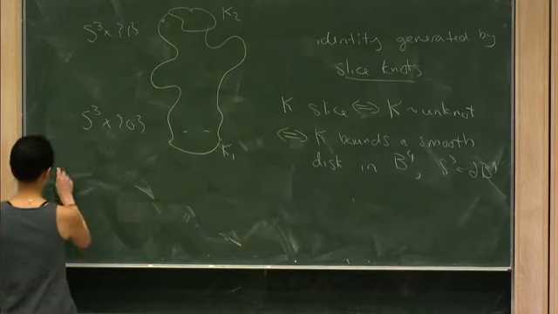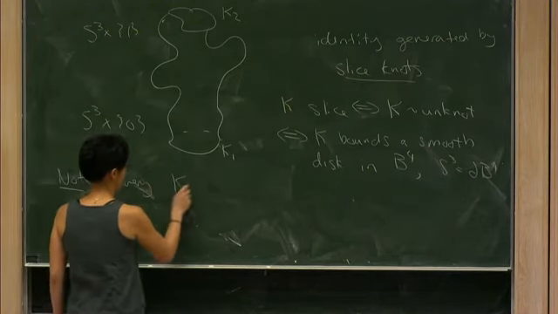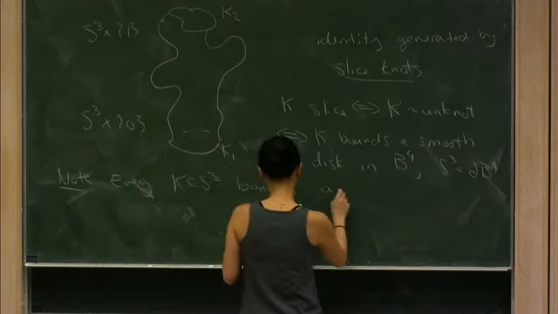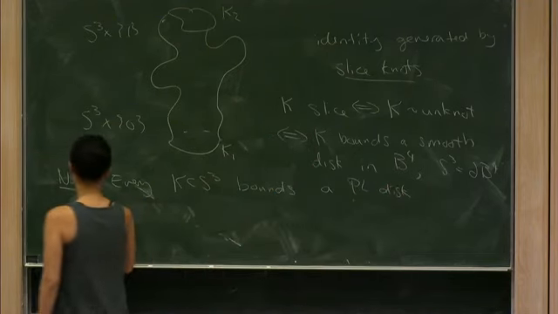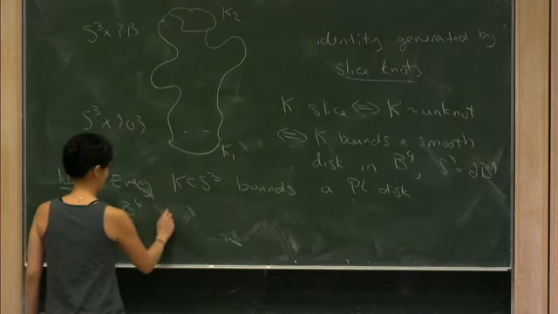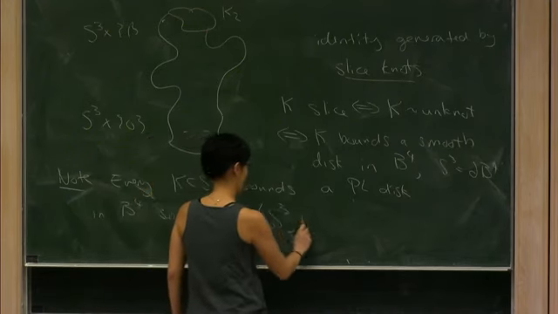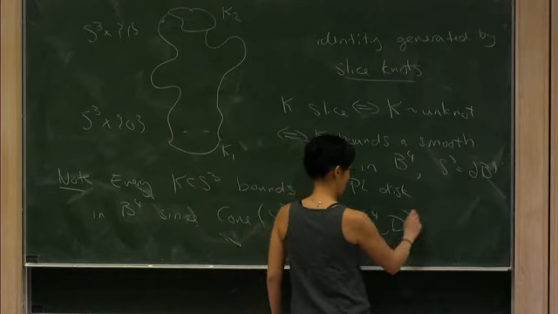So note, every knot in the 3-sphere bounds a PL disk in the 4-ball, since the cone of (S3, K) is (B4, disk).